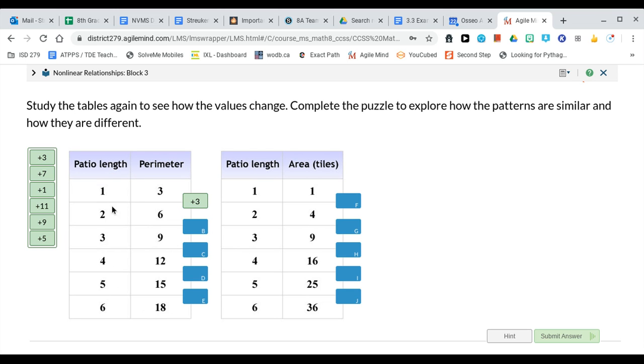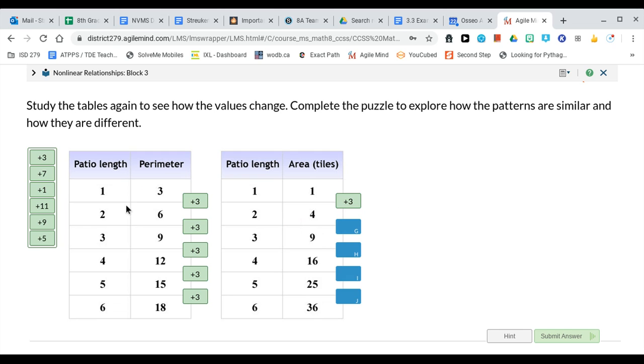Then from 6 to 9, it's also adding 3. From 9 to 12, still adding 3. 12 to 15 is plus 3, and 15 plus 3 equals 18. So all of those are plus 3. Then, when we're looking at this, 1 to 4, well, that's still adding 3, so we can put that there.